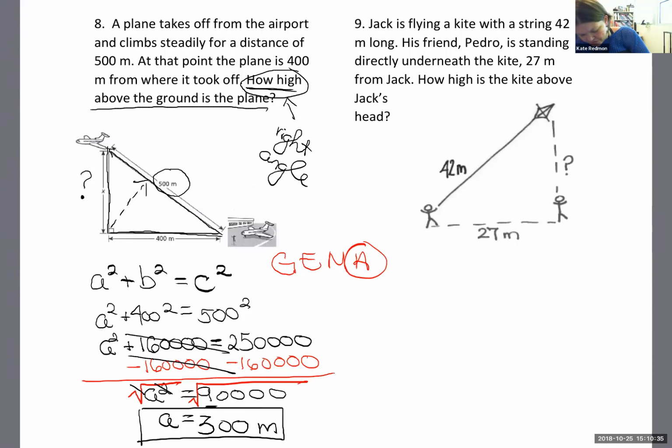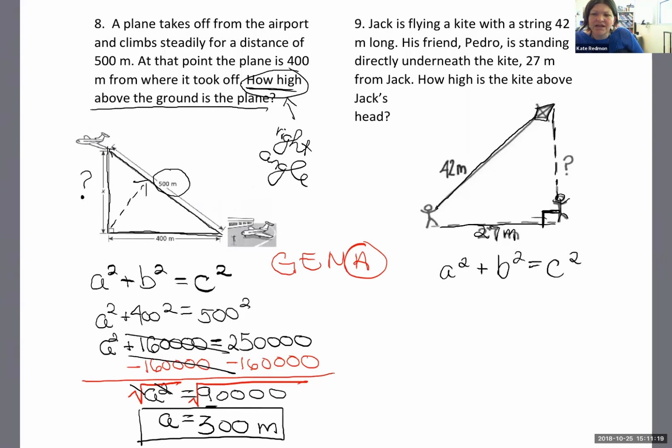So once again, we see there's Jack with his string 42 meters long. There's Pedro. If I were to measure how far apart they were, I would measure it on the ground, 27 meters. But if I want to know how far above Pedro's head the kite is, I would go straight up. So that's definitely a right triangle. Since I know that this is a right triangle relationship right here, I can bust out the Pythagorean theorem. And again, as long as I know what C is, the Pythagorean theorem will never do me wrong.